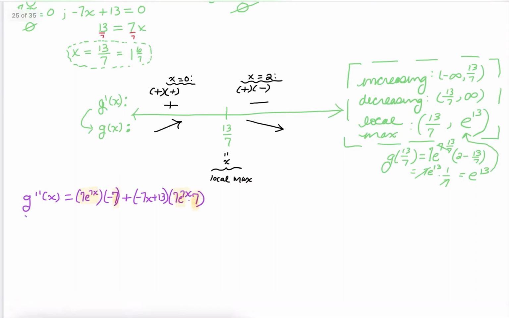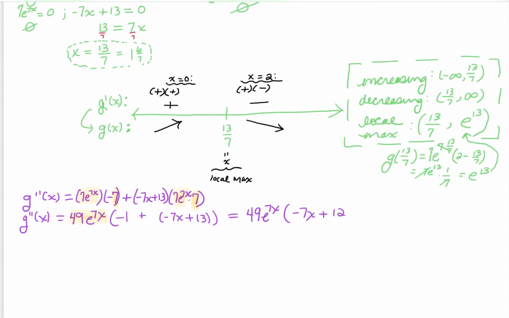Let's do that. It's kind of up to you, user's choice, if you want to factor out the negative with that first term or not. I didn't highlight it, so I'll just stick with factoring out the 49e^(7x). In the first term, I still just have this negative 1, and in the second term, I have negative 7x plus 13. Combining like terms, we end up with negative 7x plus 12 in parentheses. The algebra in this one is easier than our first example, and we have it in a nice factored form.